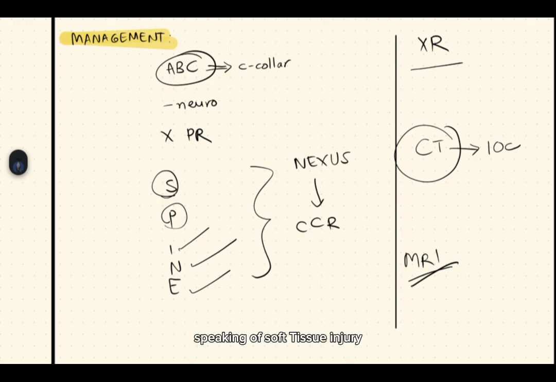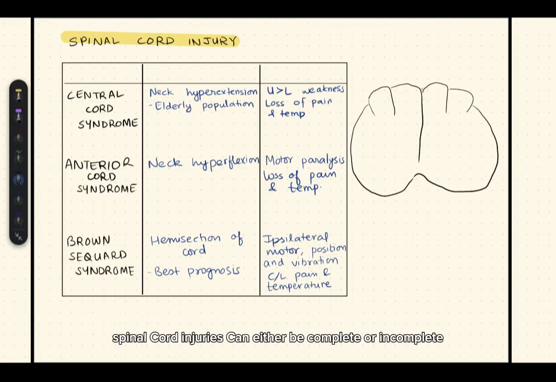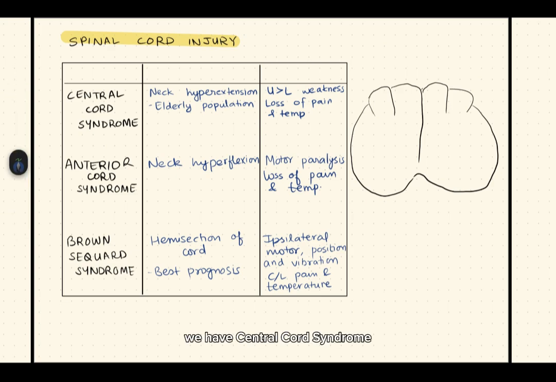Speaking of soft tissue injury, we have certain patterns of injury in the spinal cord itself that we need to be aware of. Spinal cord injuries can either be complete or incomplete, and incomplete spinal cord injuries are further categorized into different syndromes based on the area of the injury. We have central cord syndrome, which happens because of neck hyperextension, mostly in the elderly population. We will see that their upper limb will be more affected than their lower limb, and they will have a loss of pain and temperature.